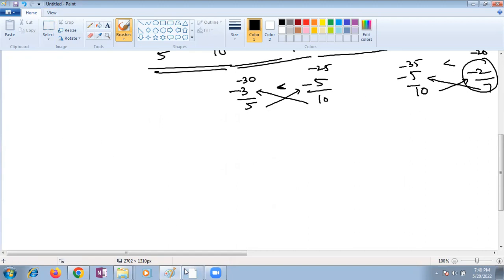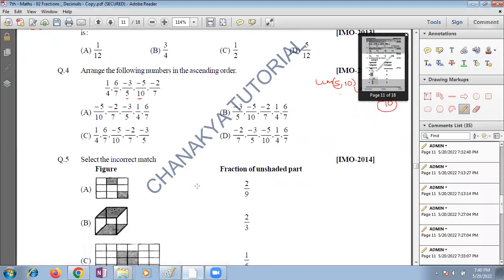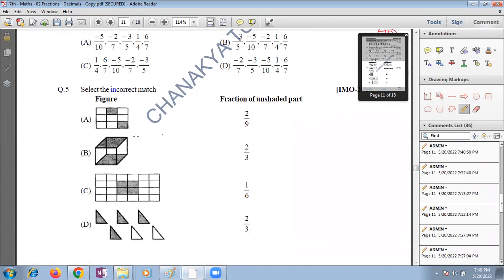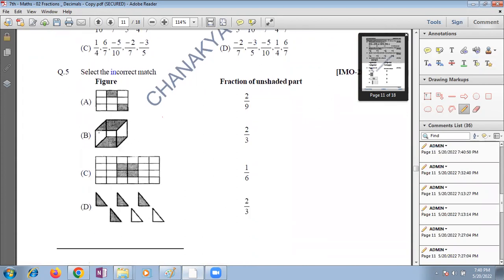Very good. These types of questions are more important, children, not only for this but for IMO and other exams. Next, select the incorrect match. You can select the incorrect match just by looking. Which is incorrect?